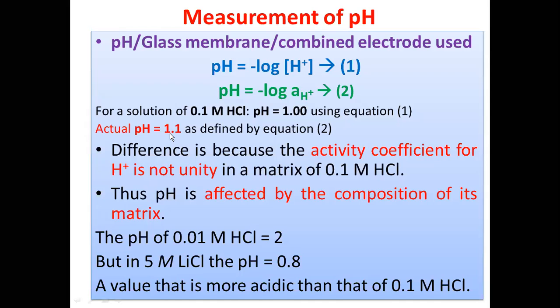But the actual pH will be 1.1. 1.1 is greater than 1. Why this 0.1? 10% error. 1.1 to 1 is having 10% error. So this 1.1 is obtained according to this particular equation. So why this difference? This difference is due to the activity coefficient. That is, the activity coefficient for hydrogen ion in hydrochloric acid is not unity, because HCl has a matrix of chloride.